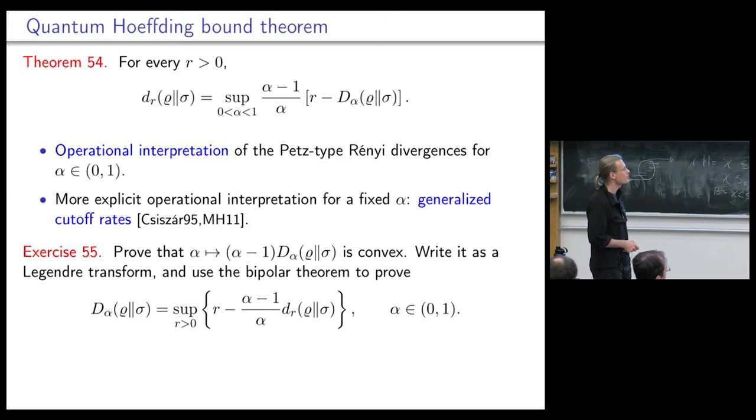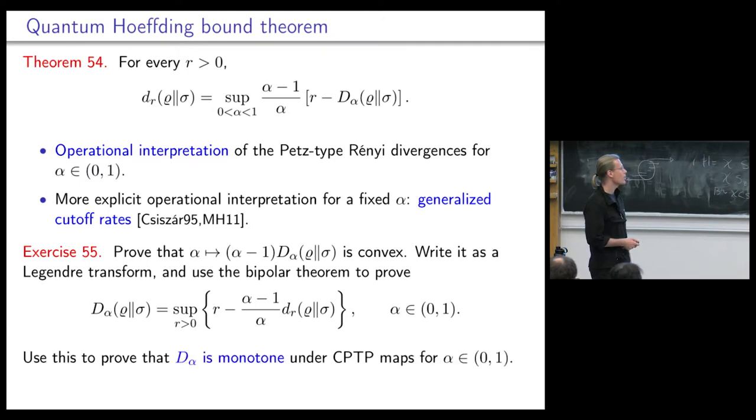express these Rényi divergences as an optimization over these error rates R of this form, where here these are all operational quantities. They are the optimal type 1 error rates. So you can express explicitly the Rényi divergences in terms of operational quantities.